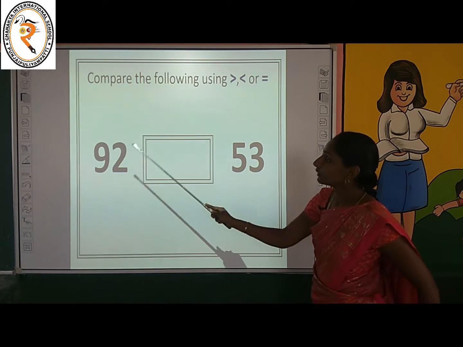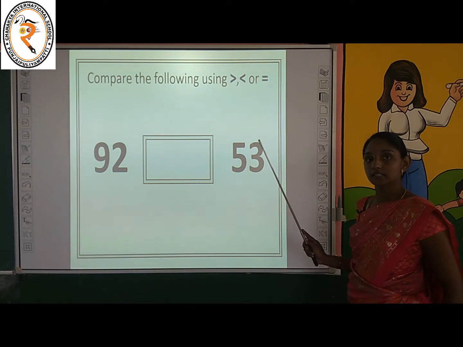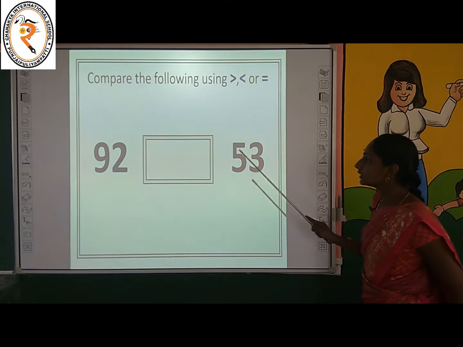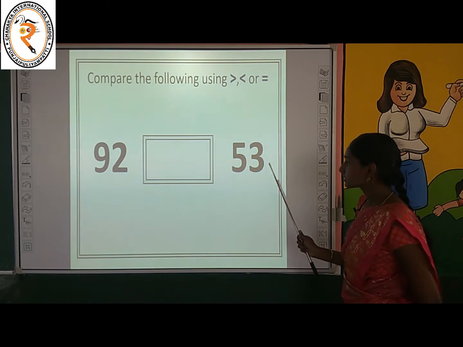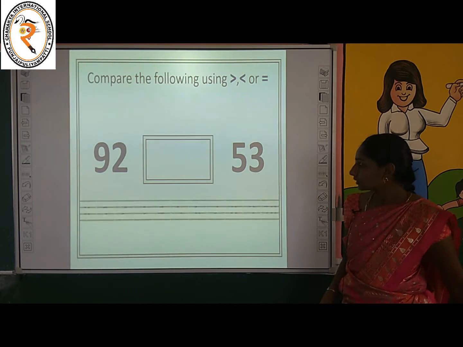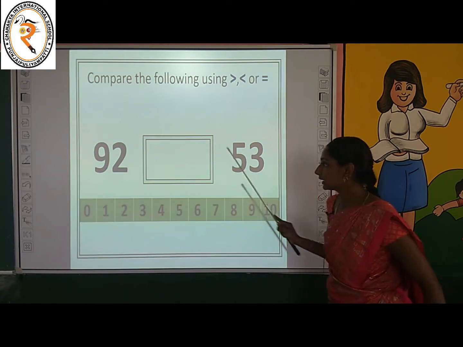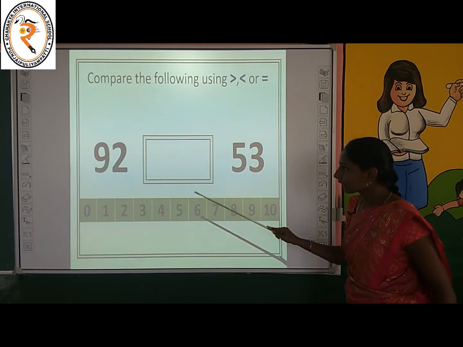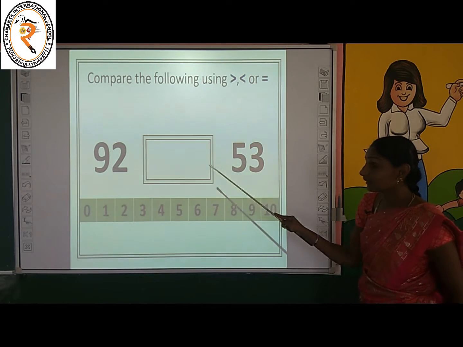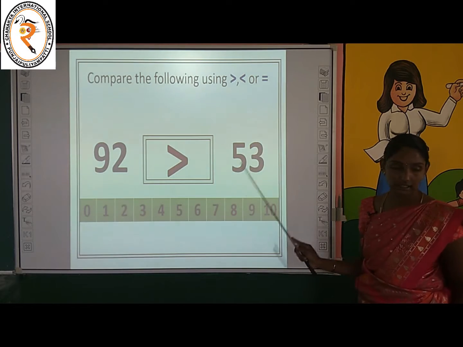Now answer me. 92, 53. Now we are going to compare 92 and 53. Is it smaller or greater? Yes, super. First we have to compare digits in the tens place. Children, please be clear with the place. This is ones, this is tens. Using the number strip, we are going to compare 9 and 5. Look at the number strip. Is 9 smaller or greater than 5? Yes, 9 is greater than 5. So 92 is greater than 53.